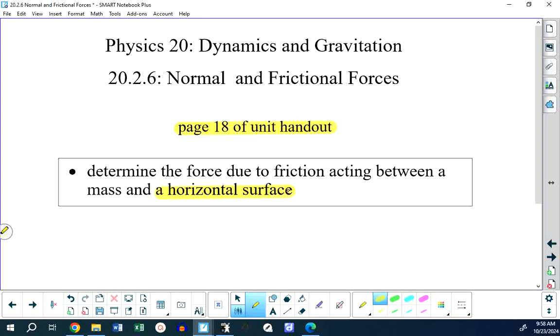Do you agree that if I try to push an object across a horizontal surface, it requires effort? That's because I have to overcome the force of friction. If, on the other hand, I have an object on a non-horizontal surface, let me just grab a block of wood. I didn't have time this morning.